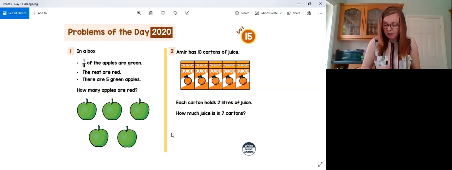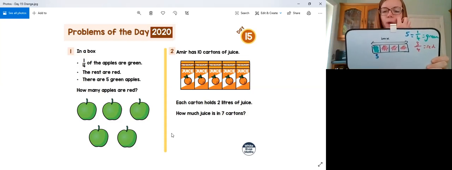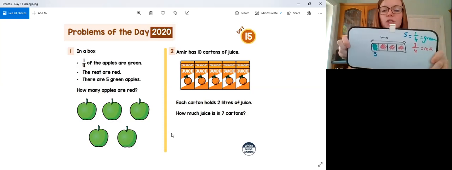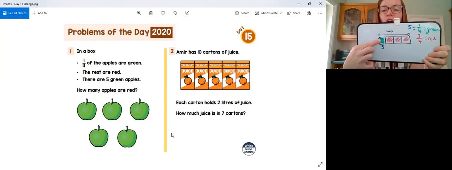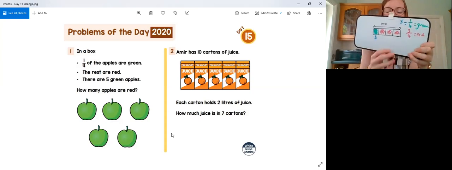And we have been asked, how many are red? So let's think about what we know now. We know that all 4 of these chunks are the same size. So if this chunk is 5, this one must be 5, this one must be 5, and this one must be 5.